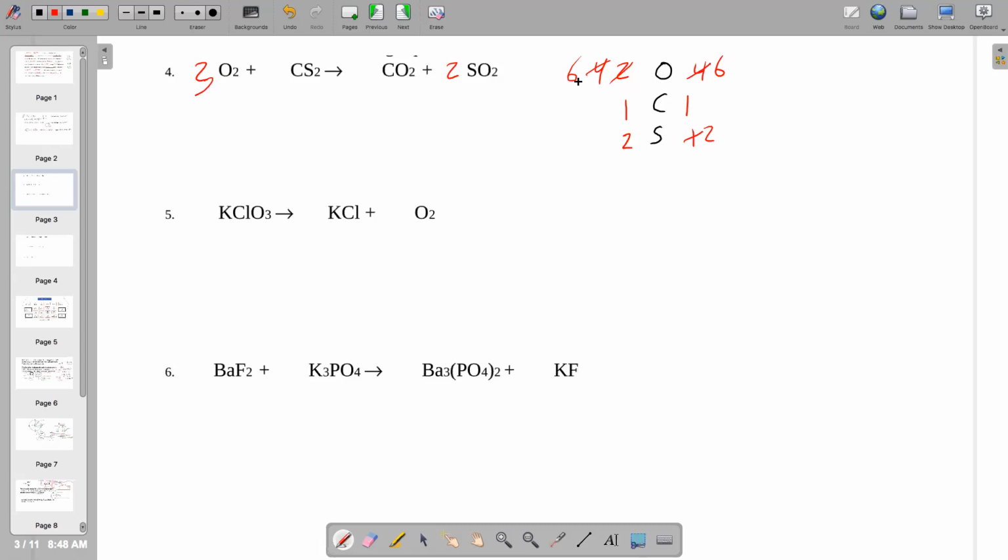So in number 4, you got to end up with 6 oxygens on the left, 6 on the right. Always be careful to look that, for instance, in this one, there's oxygen in 2 different compounds. There's oxygen both in CO2 and the SO2. 1 carbon on the left, 1 carbon on the right, 2 sulfurs, because there's a 2 after the sulfur on the left, and then a 2 in front of the sulfur dioxide. So you got 2 sulfurs on the right.